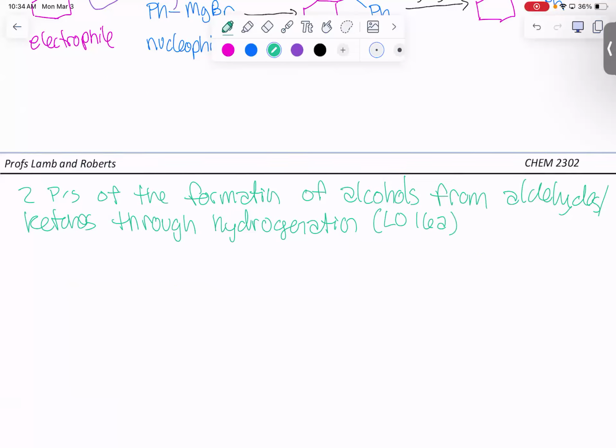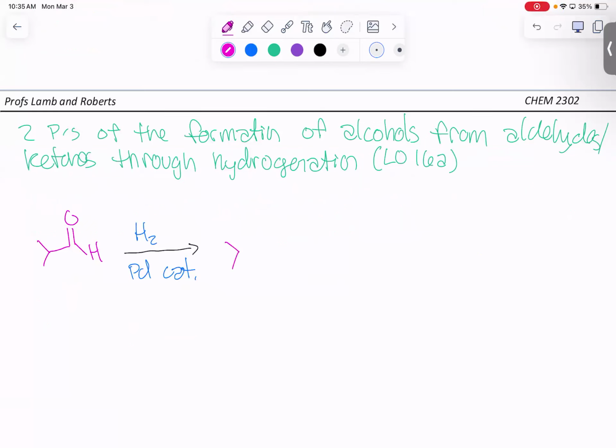Okay, so we saw examples where we could take, for example, an aldehyde. We can add into our reaction H2, so hydrogen gas, and some sort of metal catalyst. Palladium's one of my favorite metals, so we'll use palladium today. What we get at the end of the day is our alcohol, formed as we've added H2 across our double bond, right, through hydrogenation.